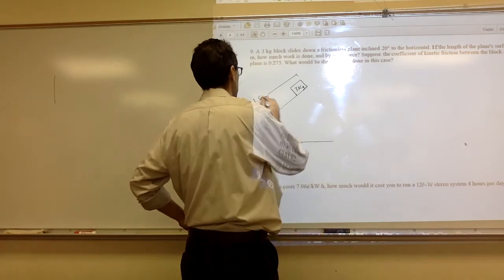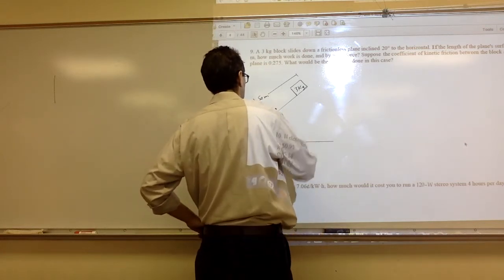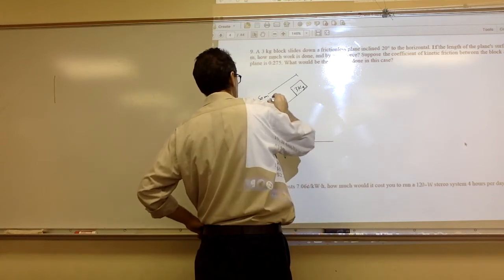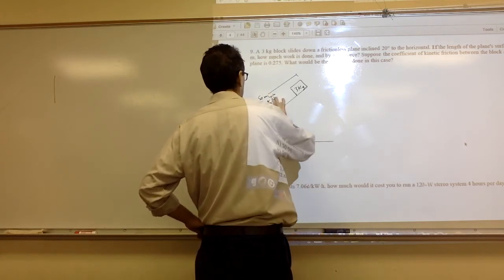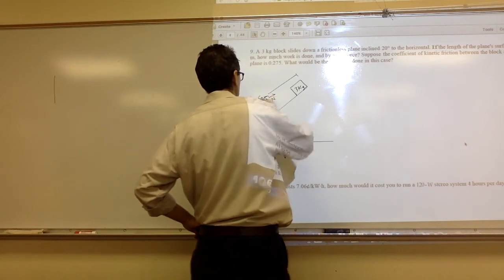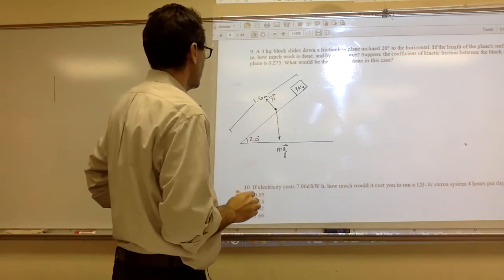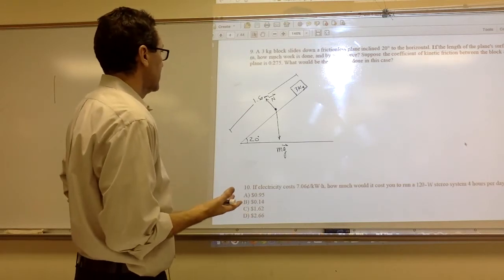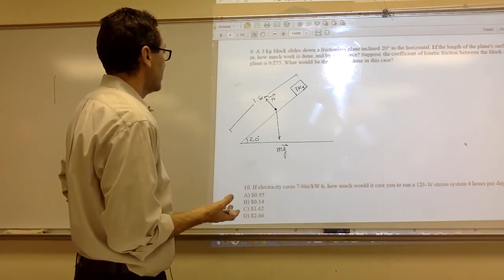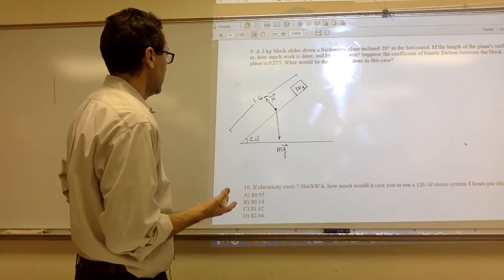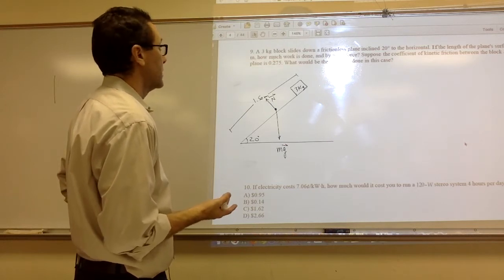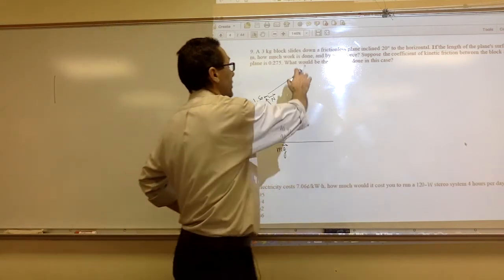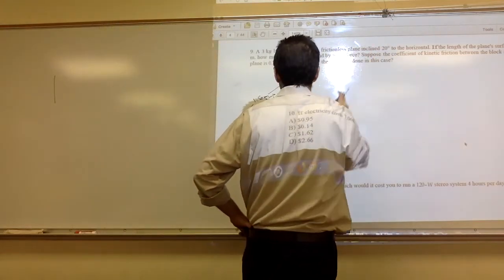Now this is frictionless, so let's do a free body diagram. So here is the mg, and here is the normal force. Should be a little bigger, but okay. Now the normal force doesn't do any work because it's always going to be perpendicular to the ramp. So the angle between the normal force and the direction of travel is basically 90. Cosine of 90 is 0. Now we're going to try this without friction, and then we'll bring in the friction.